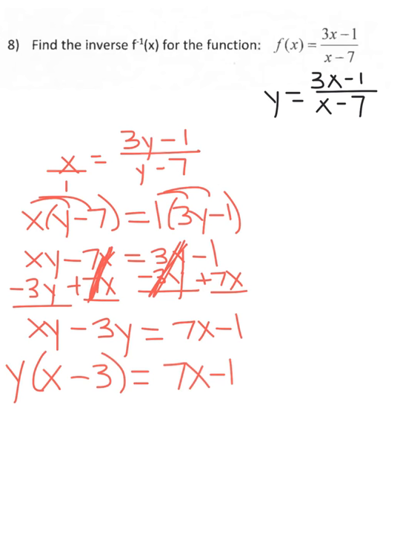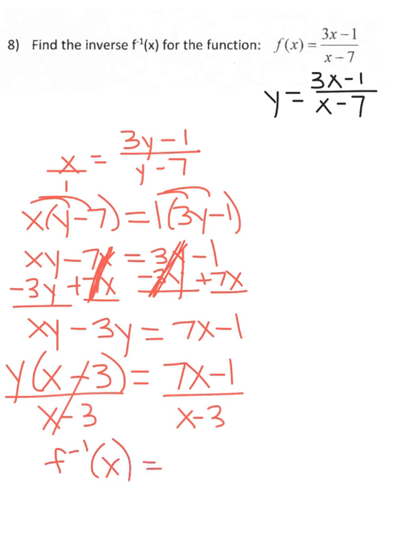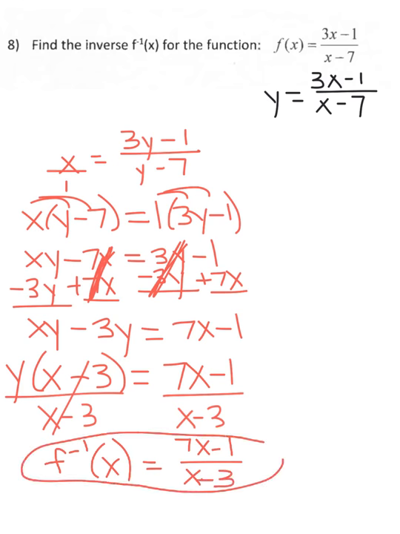Okay, so now we want to get this y by itself, so let's divide both sides by the x minus 3. And what I'm going to do is, instead of bringing down a y, I'm going to rewrite it using my inverse symbol, f inverse of x, equals, and then we have (7x - 1) over (x - 3). Okay, so that is our answer.